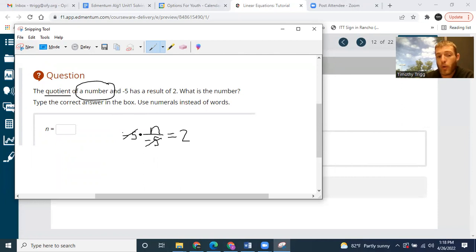But whatever you do on one side, you have to do on the other. So on the left side, we multiplied by -5. That means on the right side, we have to multiply by -5 as well. That gives us that n equals 2 times -5, which is -10. Okay, so that's -10 here.